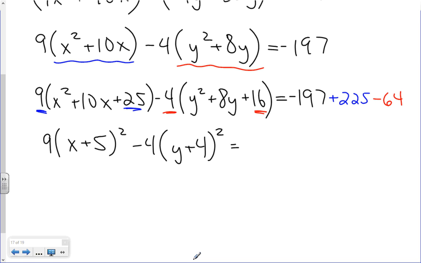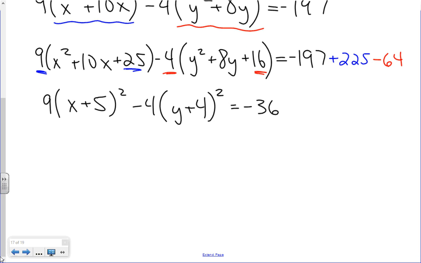Negative 197 and 225, that sounds like 228. And you're subtracting 64 from that, which sounds like a negative 36 is what we should end up with. Grab your calculator and punch that in to make sure you got the right value there, but that's what we should end up with, I think, in this case. And now let's divide by the negative 36.